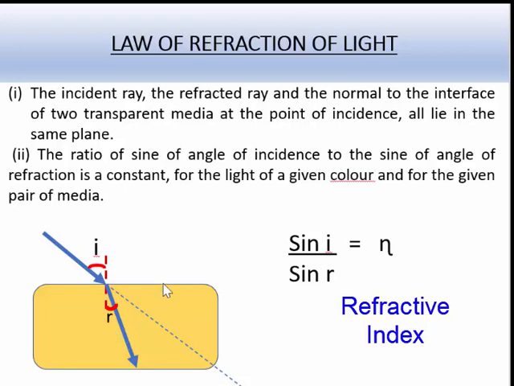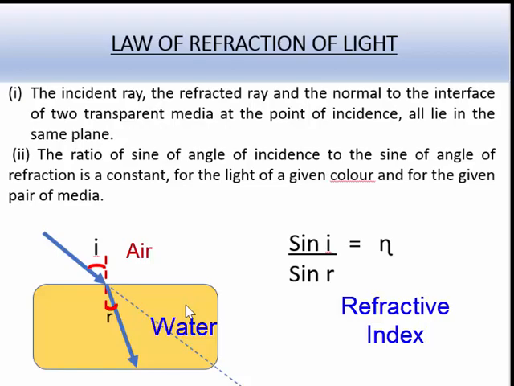Now in this case, let's say I have taken medium 1 as air and medium 2 as water. As long as the two media remain the same and the color of the light is also the same. Color of the light means whether it is a red light or a yellow light, which means the wavelength or the frequency of the light should be the same. So as long as the color of the light and the pair of the media are the same, if we divide sine of I upon sine of R, we will be getting a constant number.